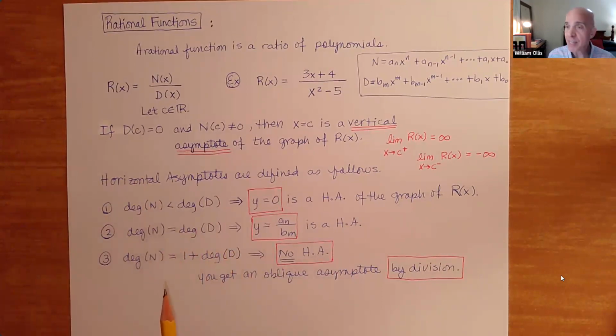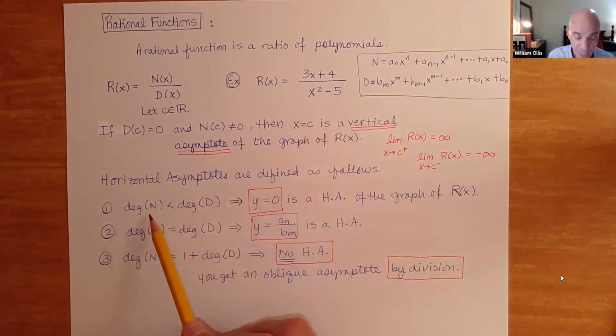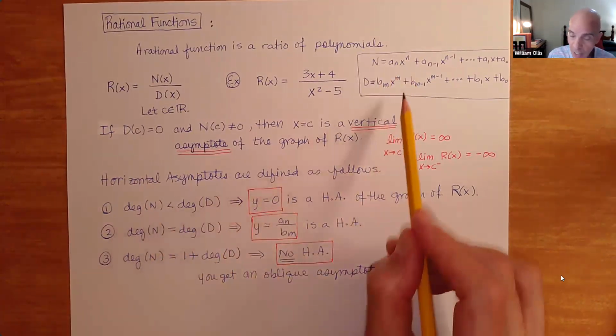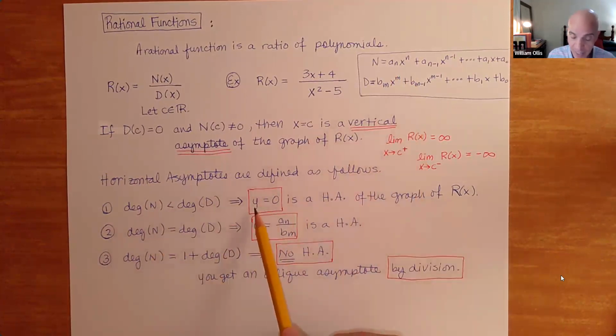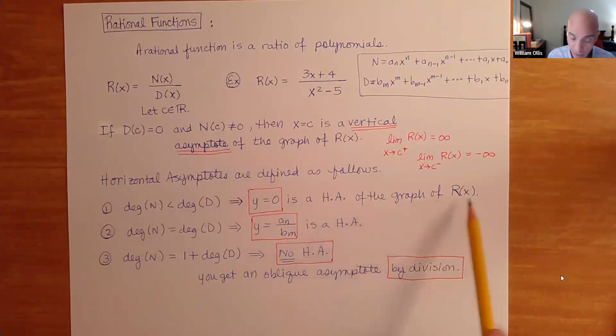And the other object that, again, is new for the rational function is the so-called horizontal asymptote. And this is where we have to use degrees of polynomials to ascertain what type of horizontal asymptote we get. So if the degree of the numerator is less than the degree of the denominator, then the x-axis, or y equals 0, is a horizontal asymptote of the graph of r of x.